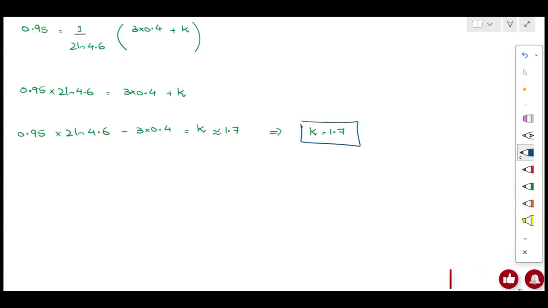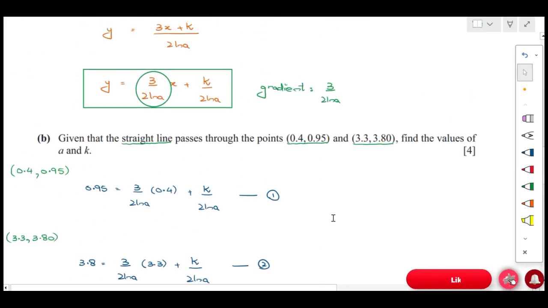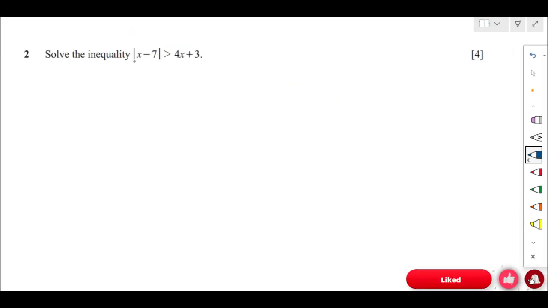All right, so we are done with both values, the value of a and the value of k, because we just need to find the values of a and k, right? Question number 2, solve the inequality: absolute value of x minus 7 is greater than 4x plus 3. Okay, as you can see in this inequality, this is the absolute function and this is not an absolute function. When there is absolute value on both sides, it is better to square both sides and simplify. You will get a quadratic equation and you will get two roots, right? But now we have absolute value on only one side of the inequality. There is no absolute function on the right side.